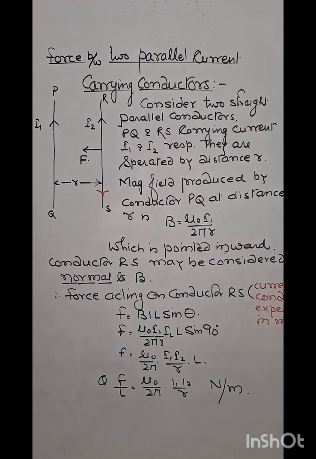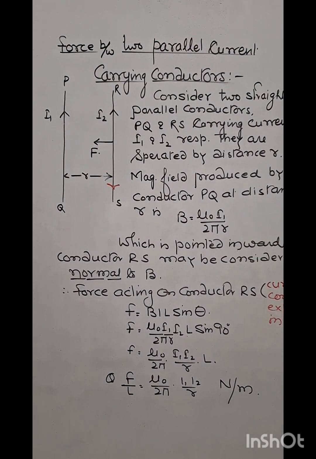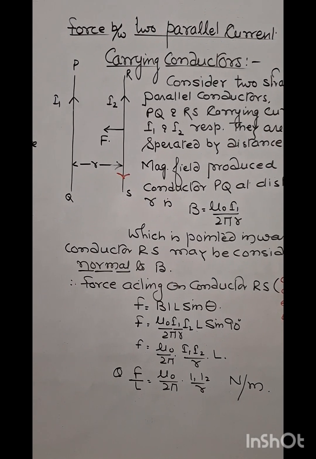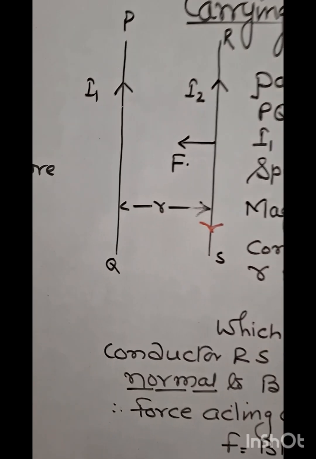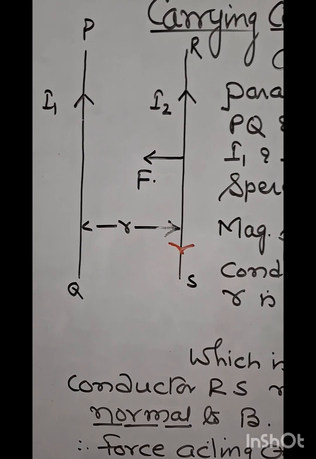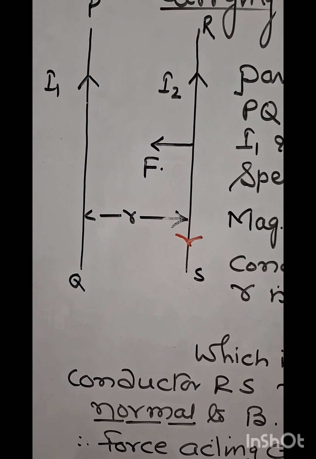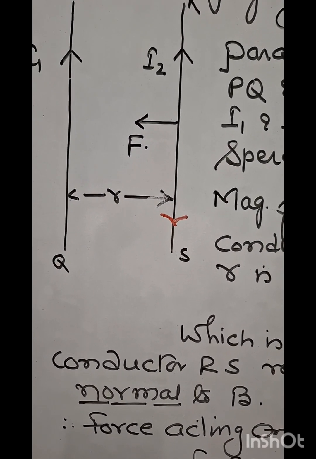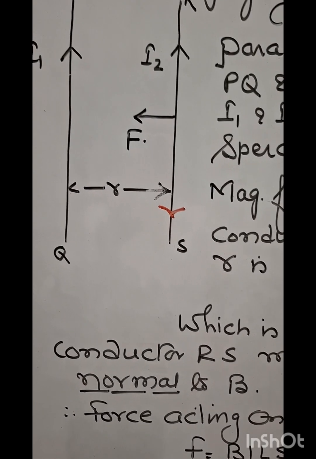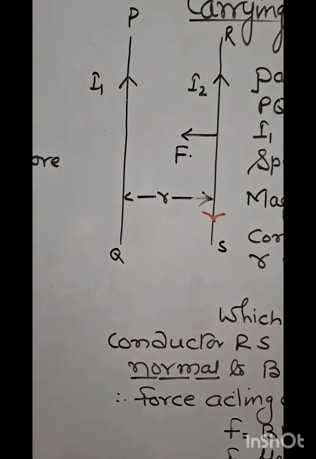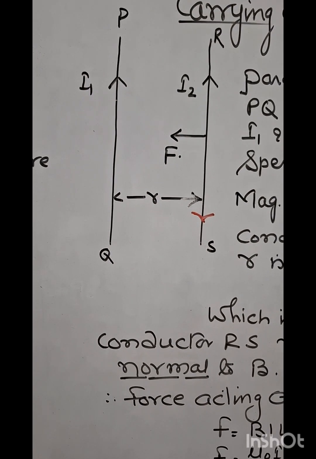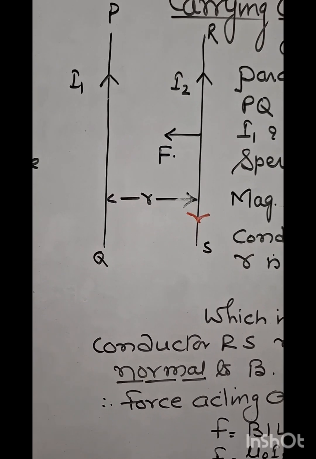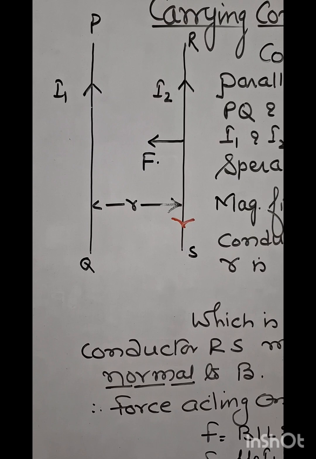Students, the current topic is force acting between two parallel current carrying conductors. There are two conductors PQ and RS carrying currents I1 and I2, and the two conductors are separated by distance R. Since the two conductors are carrying current, each of them will produce its own magnetic field.